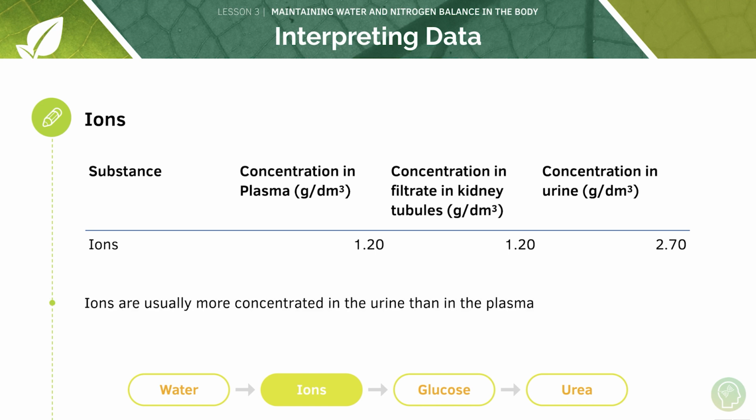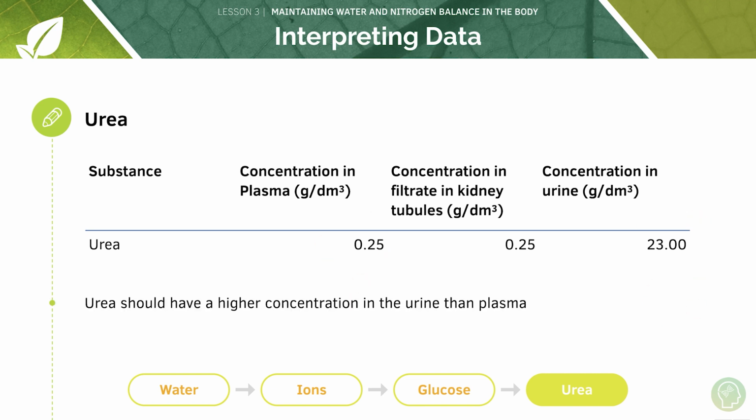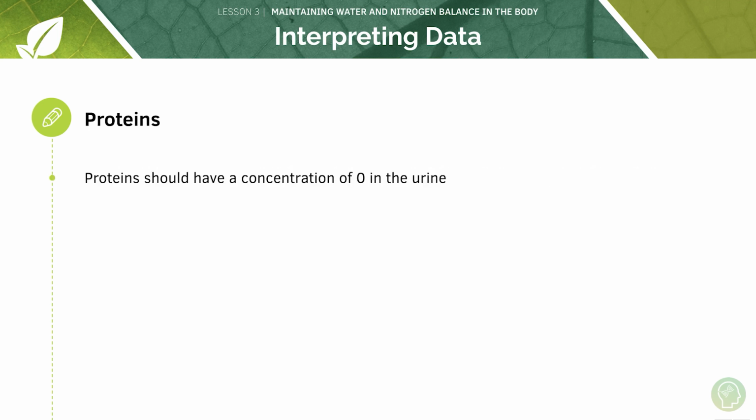So these are the substances that can be lost in urine. So water is always more concentrated in the urine than in the plasma. Ions are usually more concentrated in the urine than the plasma. Because remember, we're controlling our ion levels in our body, and ions are going to be produced by the various processes going on in our body. So we're going to want to excrete them to maintain ion homeostasis.